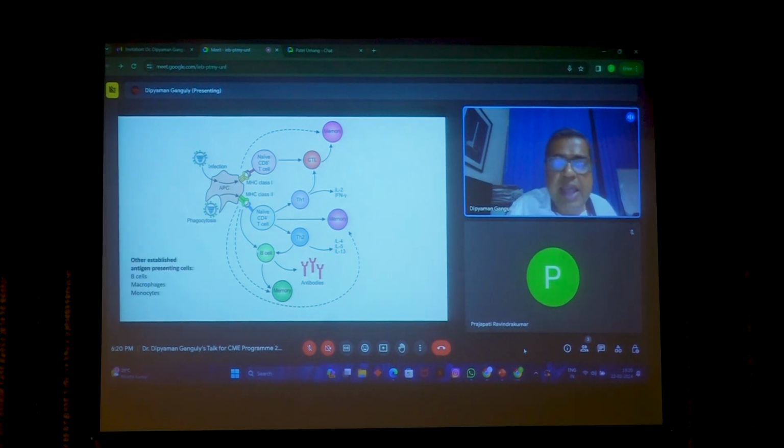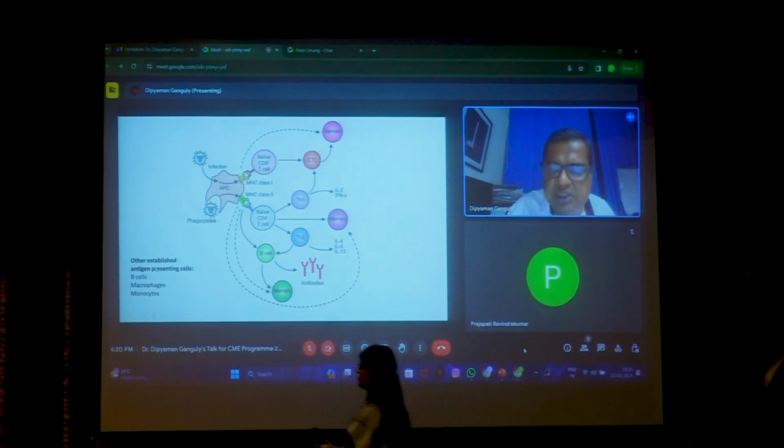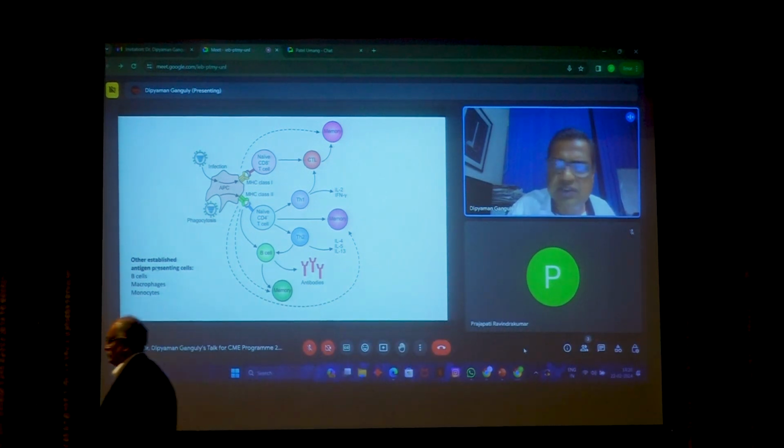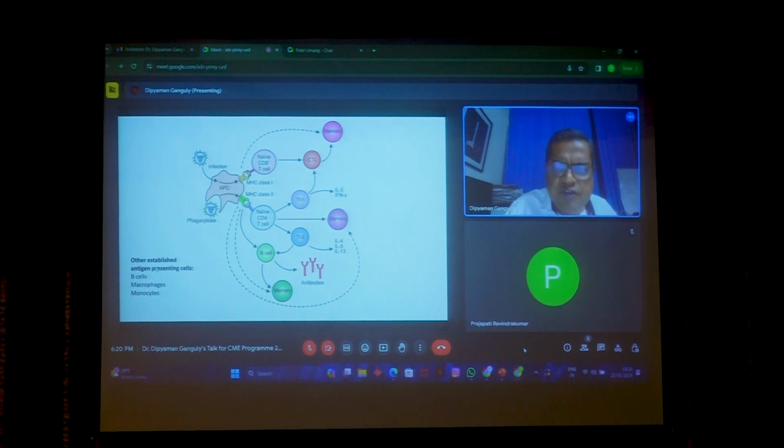Now, I'll add here that there are other established antigen presenting cells which have a very important role in specific tissue contexts and specific clinical contexts. In a certain inflammatory context in a certain tissue, these cells take up the major antigen presentation roles. But there is a difference; I'll talk about it. So for example, B cells are very efficient antigen presenting cells. They are very important in a whole lot of autoimmune diseases where B cells play a major role in presenting self-antigens.